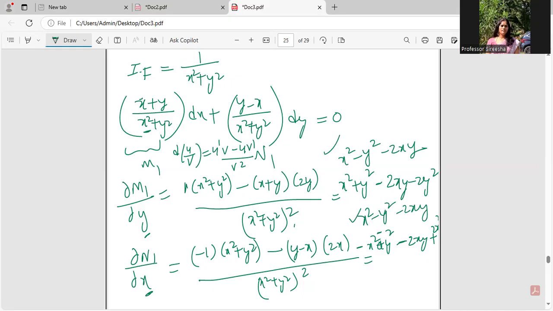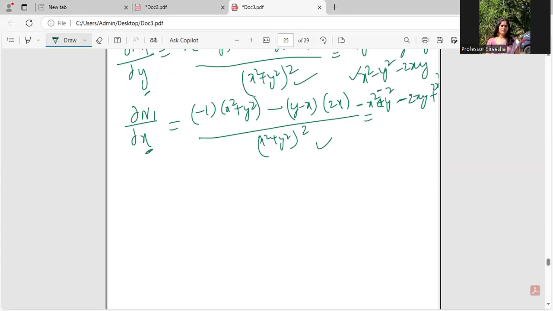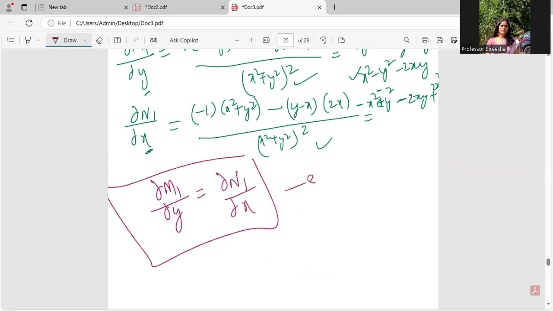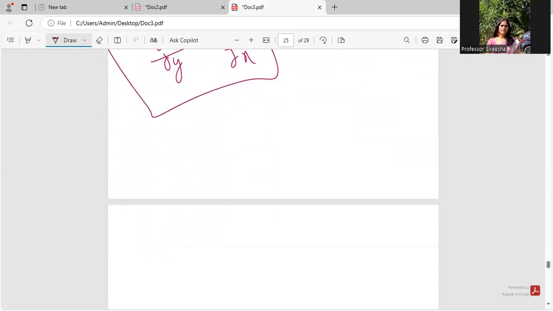Of course, denominators are the same for both, guys. On the numerators I was checking. I will just write here what that is: dou M1 after multiplying with the integrating factor, dou N1 by dou x. Both are equal. Hence, this would be exact. Exact. So, how do I write the solution for it?